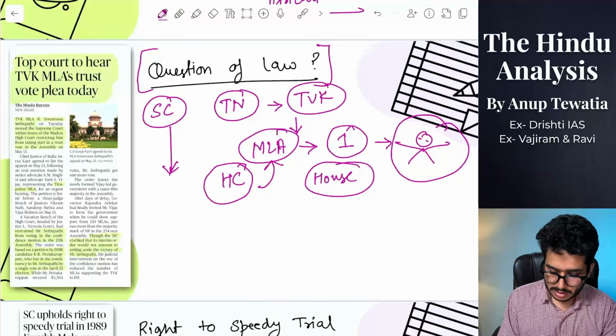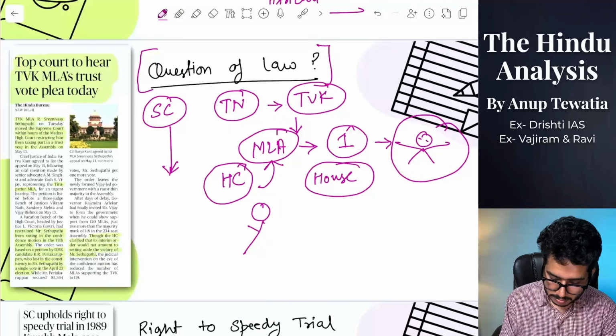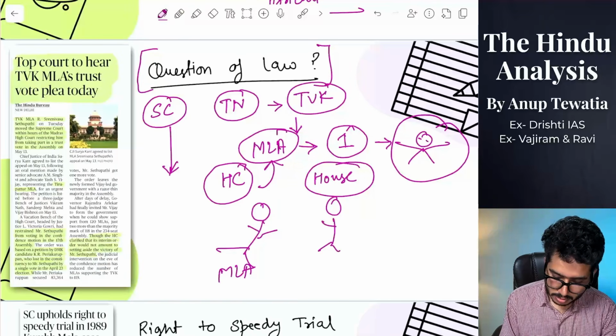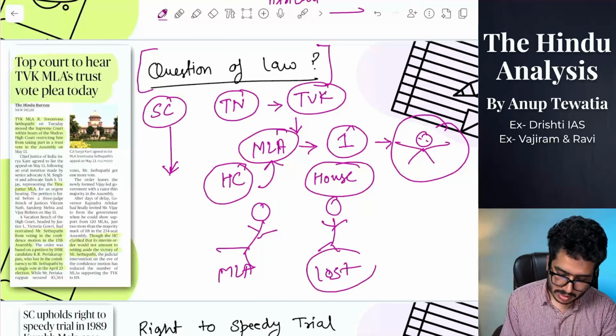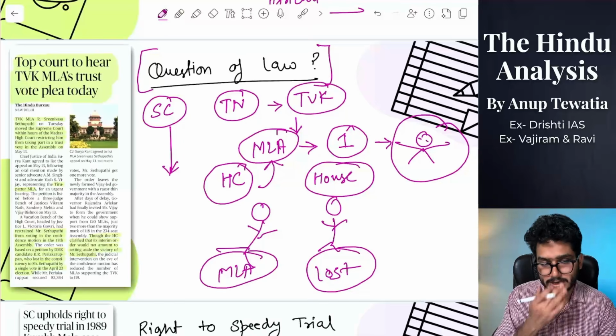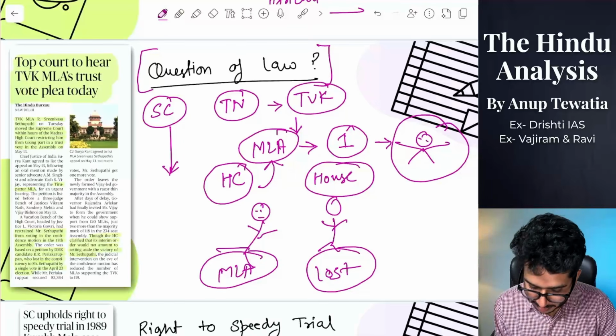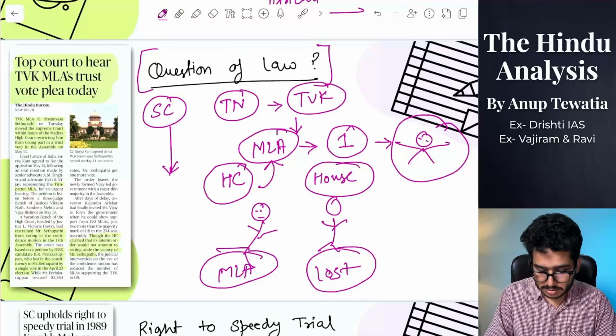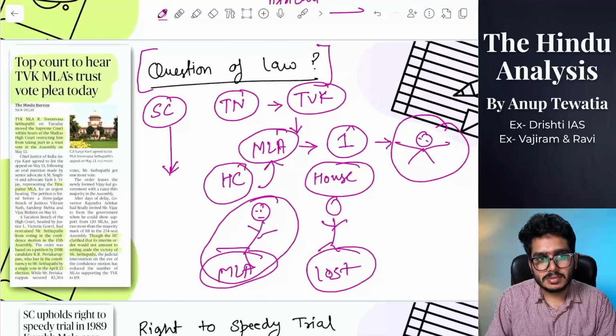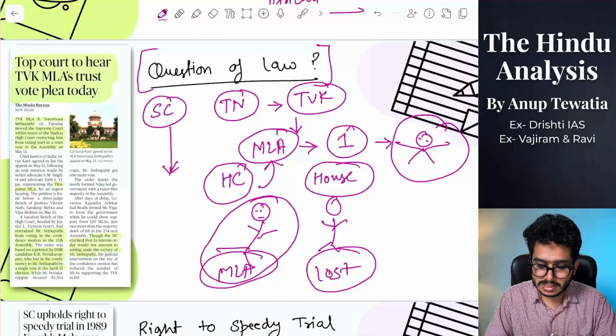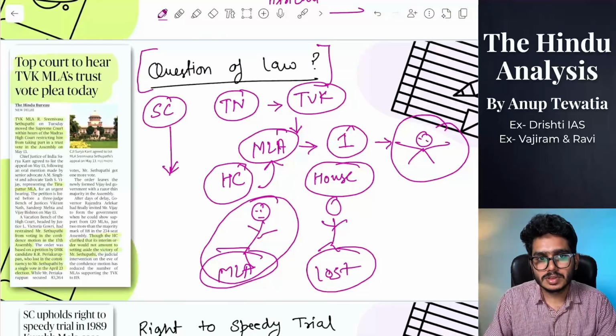Like if we consider these two persons, the MLA and the candidate who lost the election. Don't know why I keep saying exam. So if you look at it, this guy actually won the election. So why is he being restrained? Isn't it against his rights and privileges? So that is what the Supreme Court might discuss.